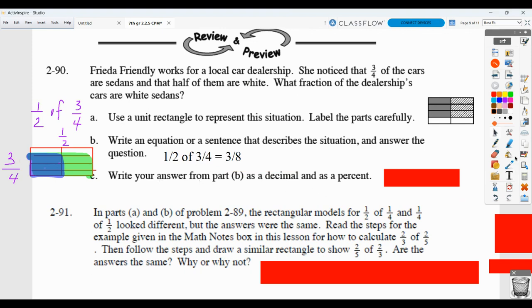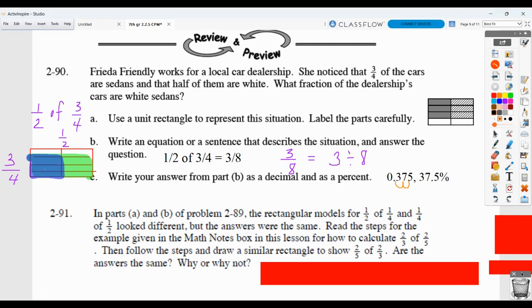Then they want it as a decimal and a percent. So to get the decimal, remember that a fraction bar is division. So you're going to take 3 divided by 8. You could do that with long division, or I would let you use a calculator. And you end up getting 375 thousandths. And if we want to change that to a percent, we're going to move the decimal 2 places to the right and add a percent sign.